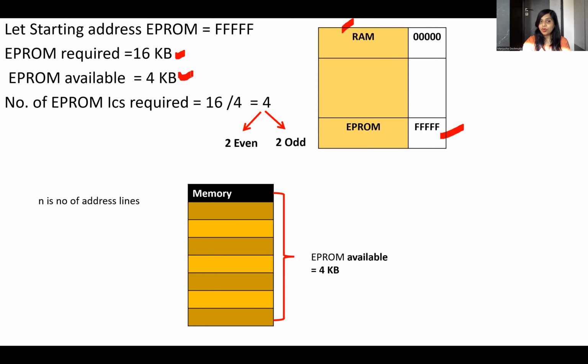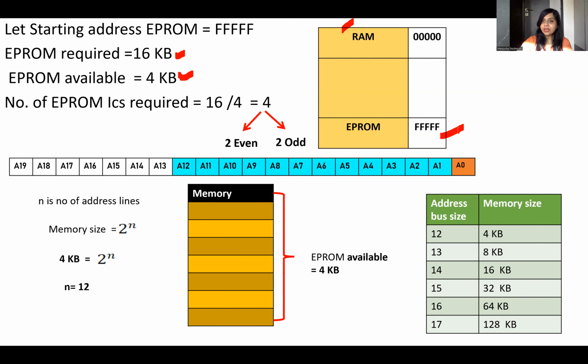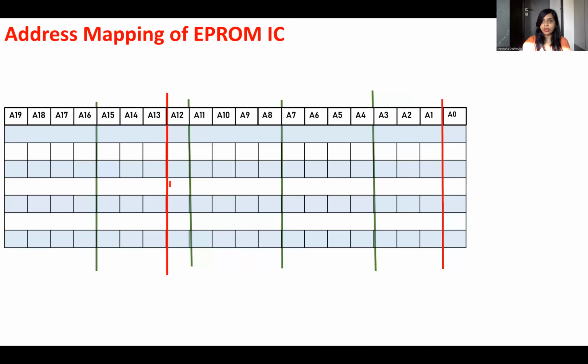EEPROM available is 4 KB. So according to this formula and the standard table, the address lines required are N equals 12. Again, A0 we are using, as I said, for selecting the even bank. So for address mapping, we will now use A1 to A12. Same address mapping as before; again we have divided it from A1 to A12.